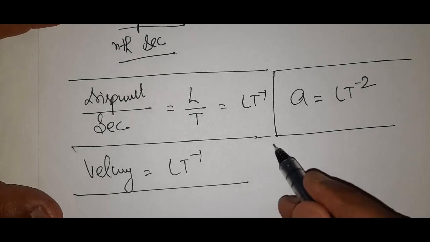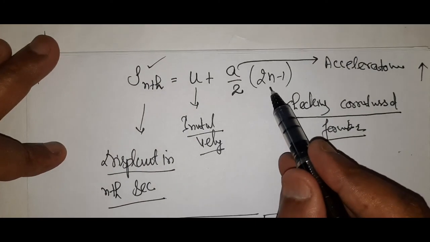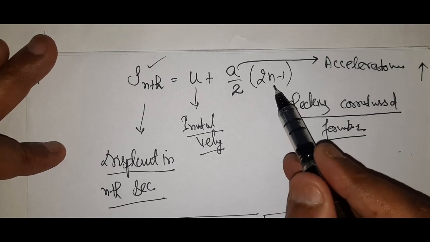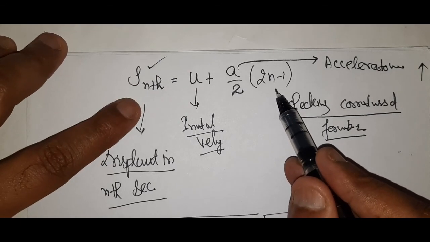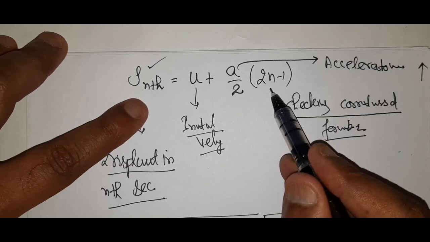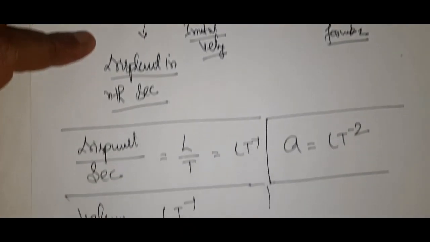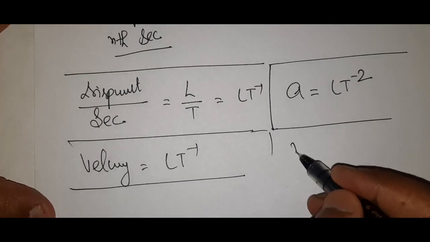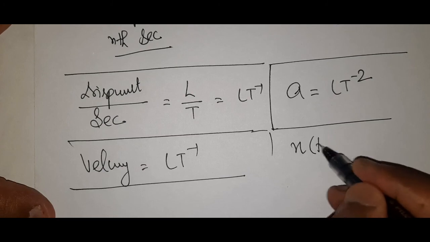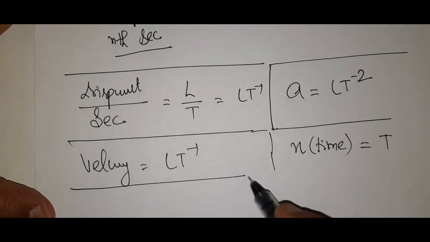Now the next thing is this. The nth second, in which we are finding the displacement, is time. So the dimensional formula for this is T.